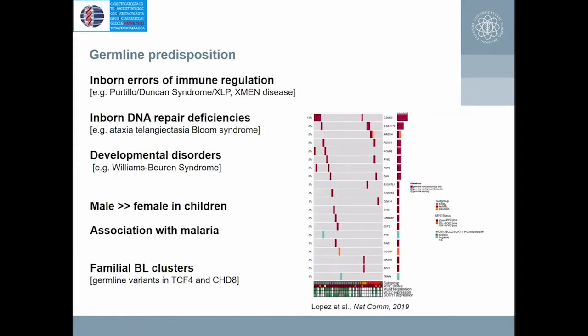So what's the evidence for germline predisposition? There are inborn errors in immune regulation associated with increased risk of Burkitt lymphomas. There are inborn DNA repair deficiencies with an increased risk of Burkitt lymphoma, and some developmental disorders. Genetic evidence might also come from the higher male to female rate, at least in some types of Burkitt lymphoma, and by association with malaria. And at the end of the day, there are familial clusters which have been associated with some genes, which also show somatic aberrations in Burkitt lymphoma.